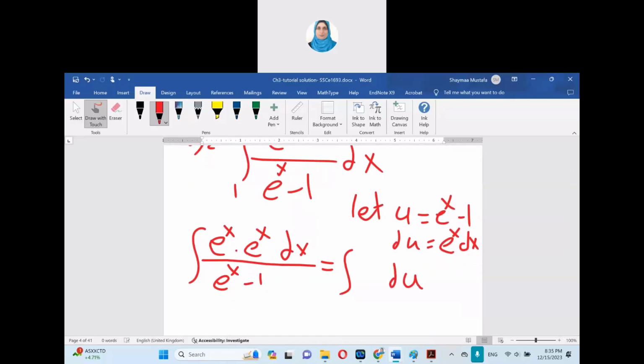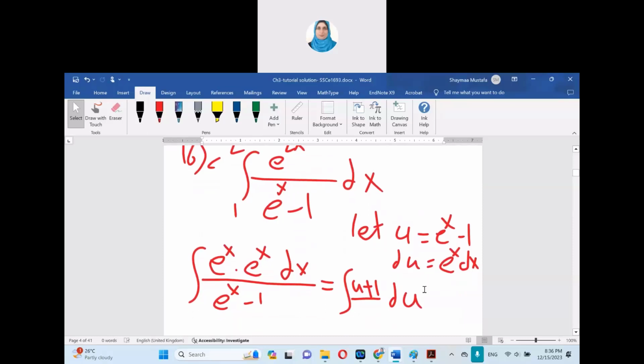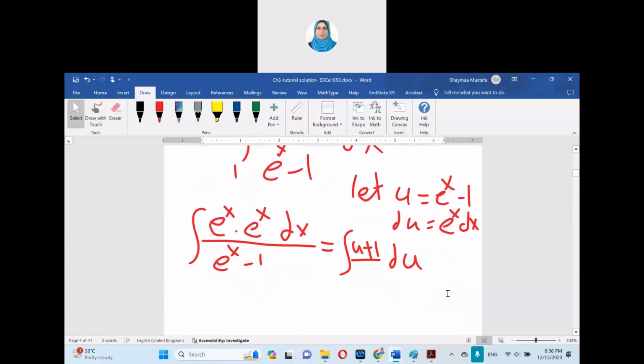One of e to x, u plus 1, this e to x from here is u plus 1 over u. Over u, so this one will be 1 over u du. So you can continue the integration.